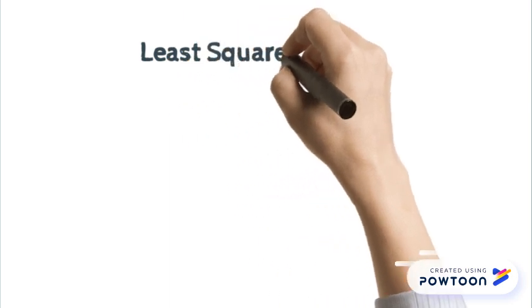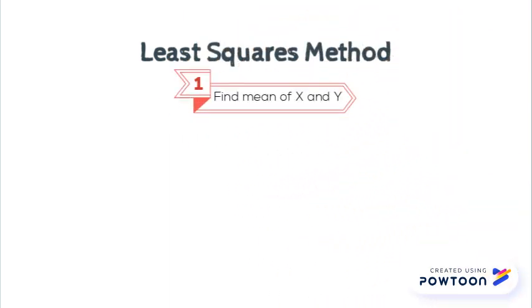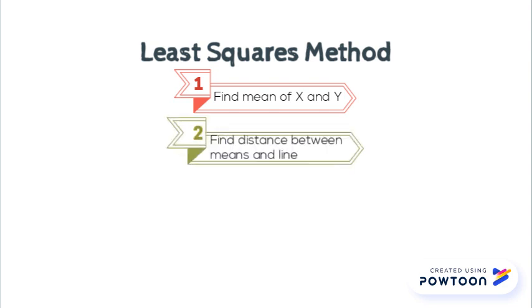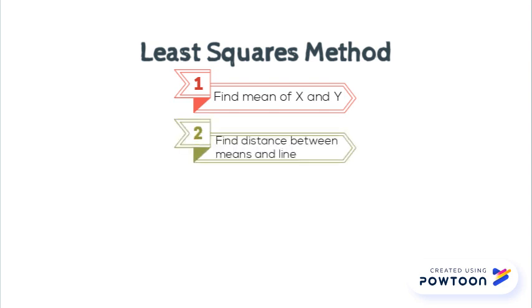The linear regression line is determined through the least squares method by first taking the mean of the x variables and the mean of the y variables. The linear regression line must go through the point mean of x, mean of y. Next, we find the distance of the means from the points on the line, each one at a time.